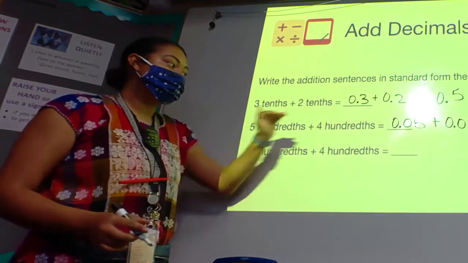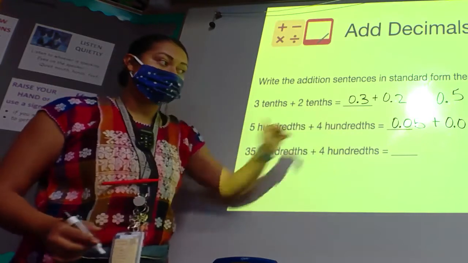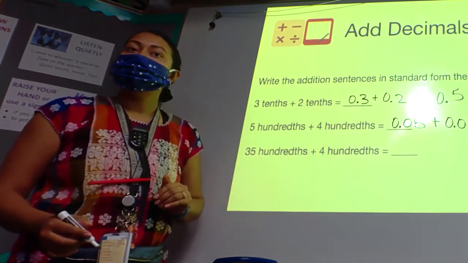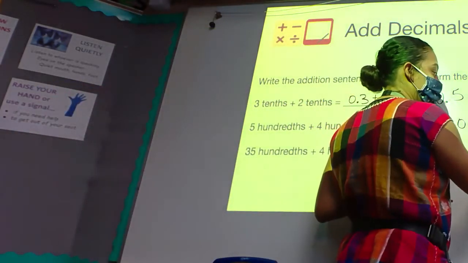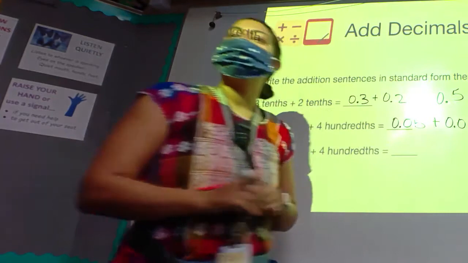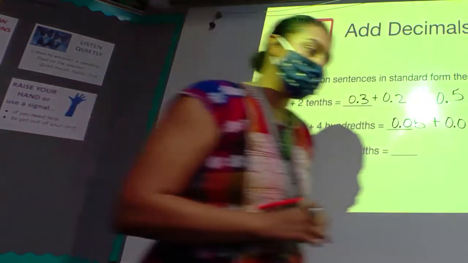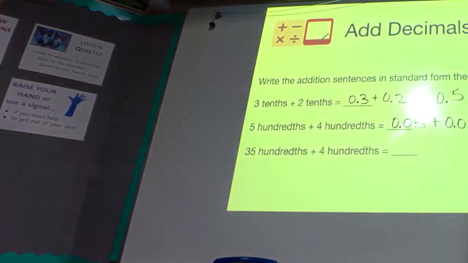Okay, so we have hundredths and hundredths, right? So what's 5 plus 4? 9. 9 hundredths. So equals, how do we write 9 hundredths in standard form? Ledger? 0.09. 0.09, just like it looks like on your paper, right? I have the decimal there.